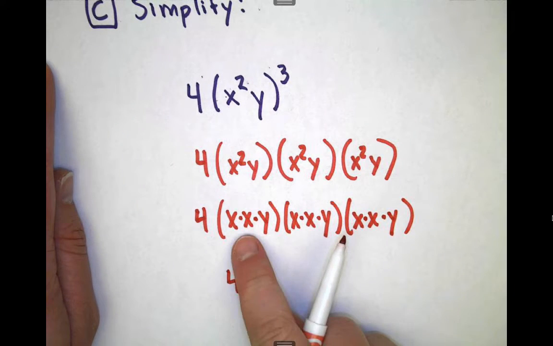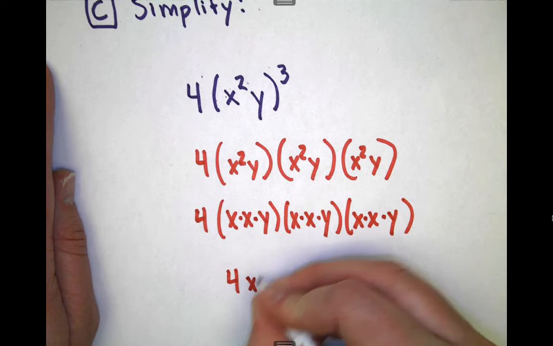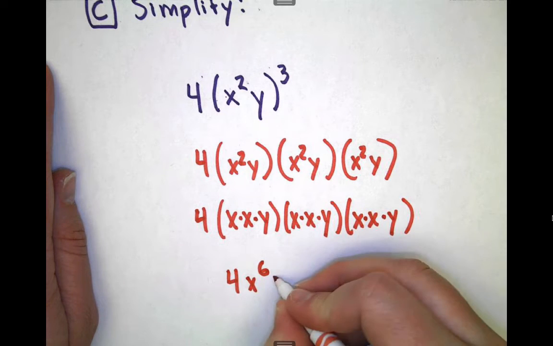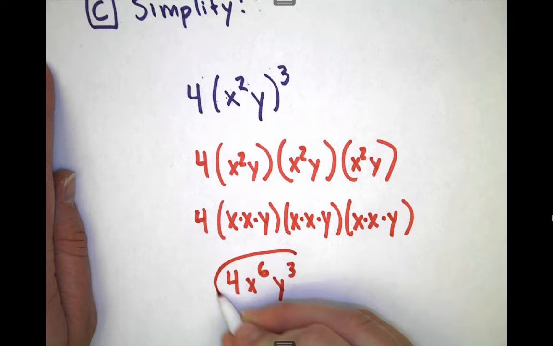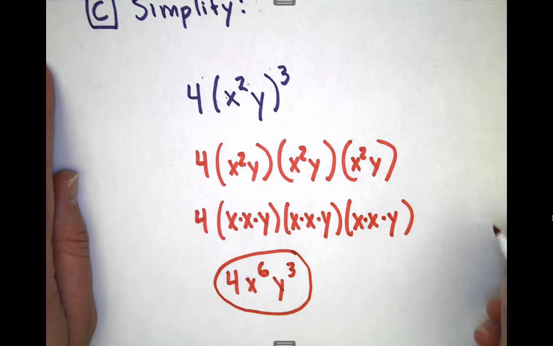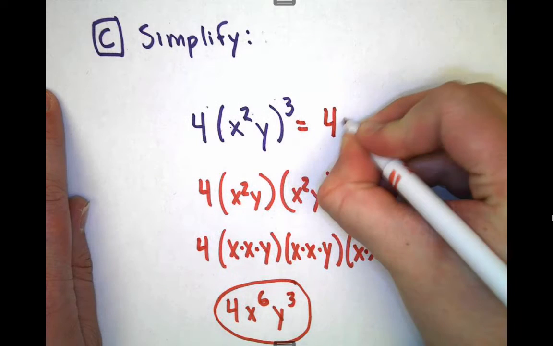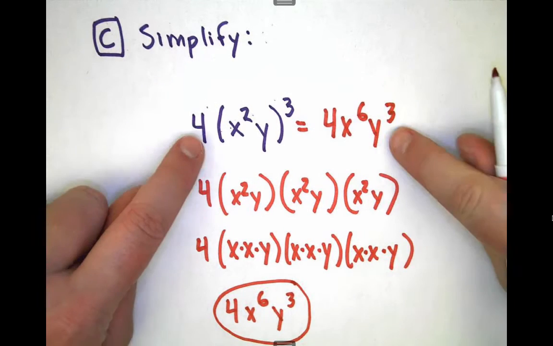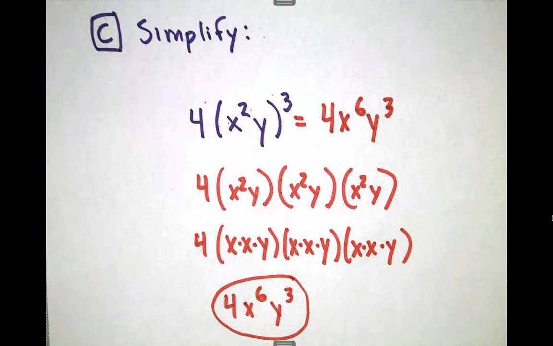How many x's do we have? I see 1, 2, 3, 4, 5, 6. So we have x to the 6th power. And how many y's do we have? 1, 2, 3. I see y to the 3rd power. And there's our simplified solution: 4x to the 6th power, y to the 3rd power, which means this thing is mathematically equal to 4x to the 6th power, y to the 3rd power. They're mathematically the same thing. Just this is the simplified version.